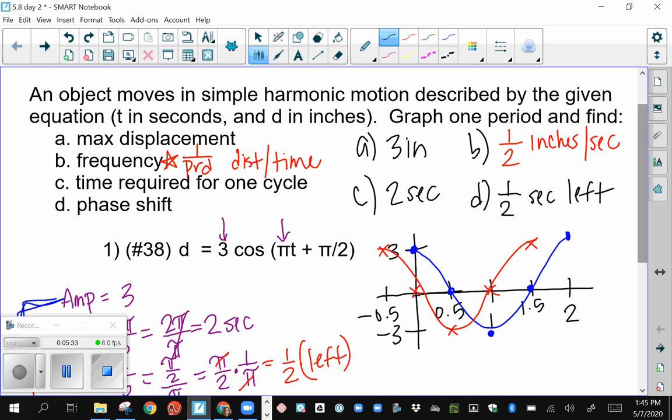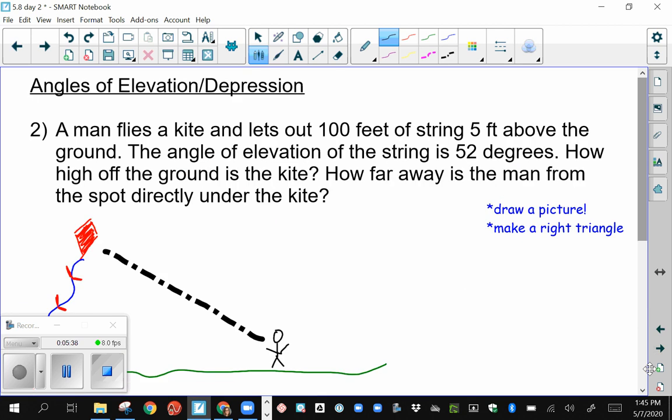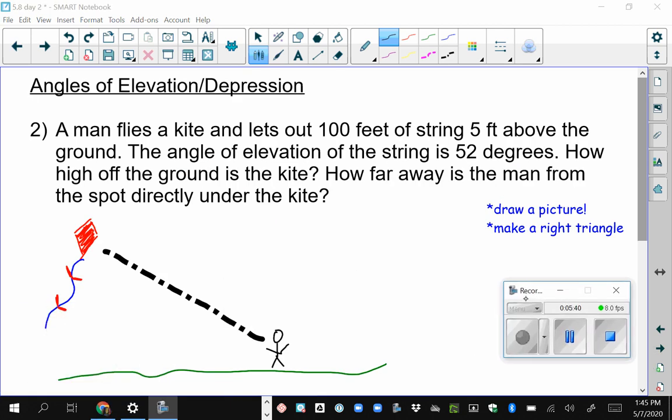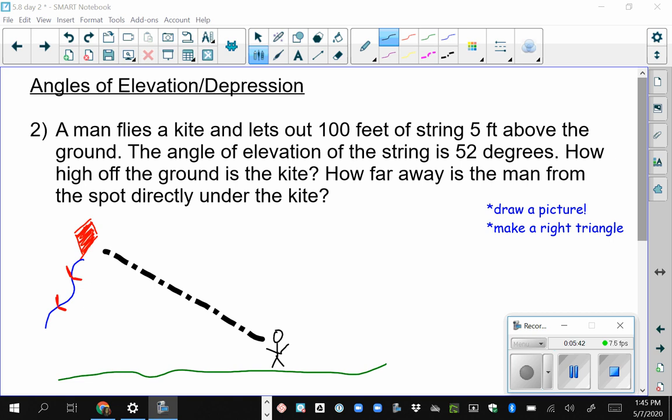Okay, and I think you have maybe 3 or 4 questions like that. Some of my favorite applications, and you get to do some drawing. Wonderful. These are angle of elevation and depression questions. Kind of similar to our multiple triangle questions, but you're going to have to come up with the pictures on your own. Tried to get a head start here to save some time.